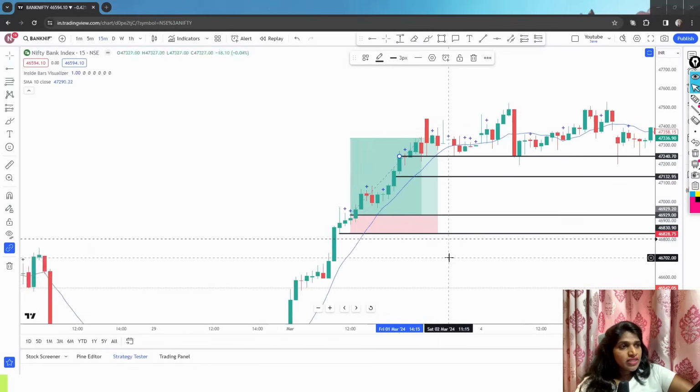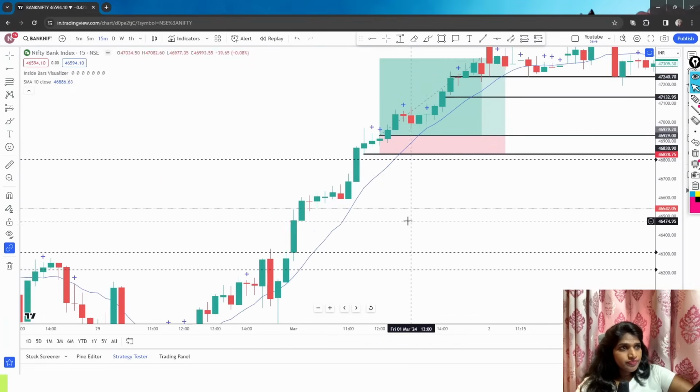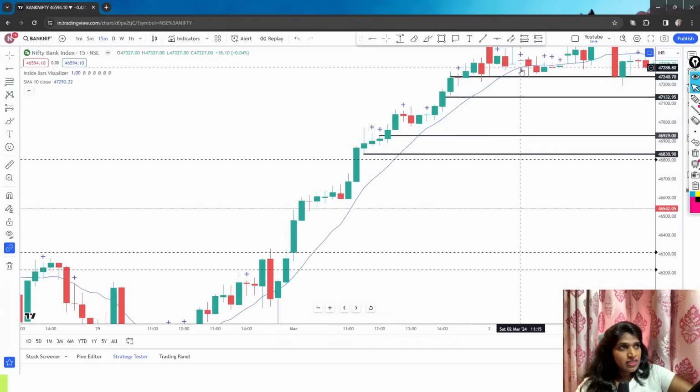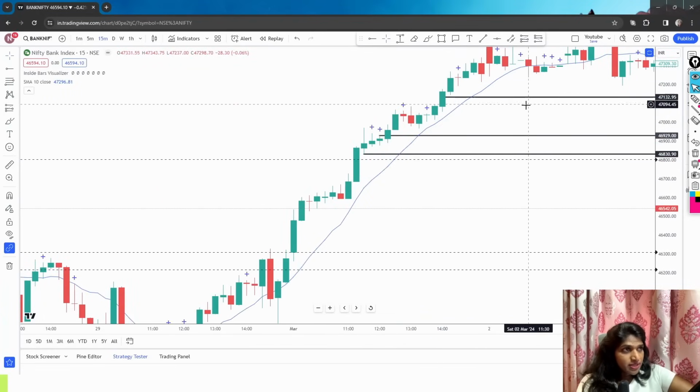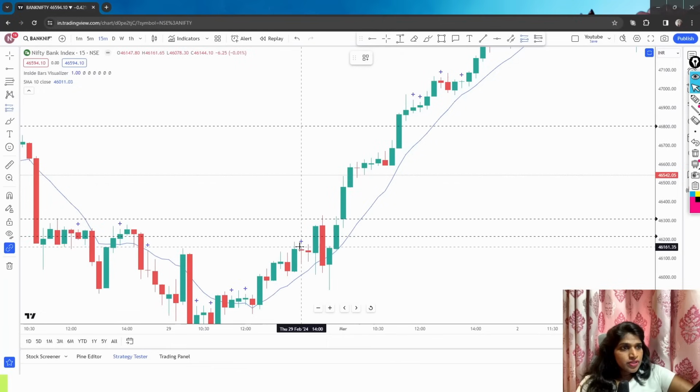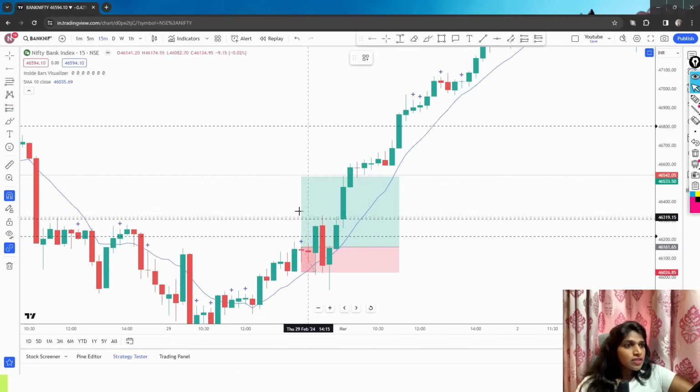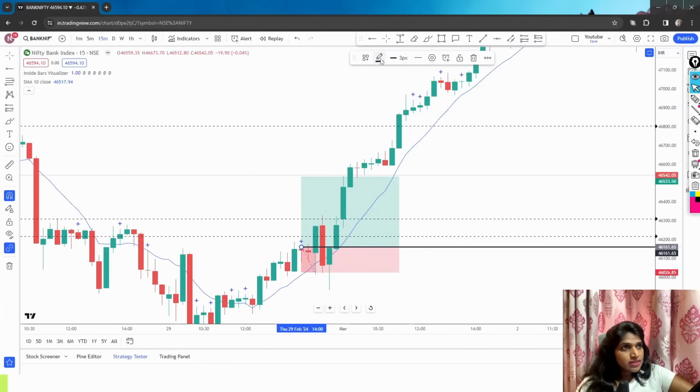Now similarly, if you start doing it from here, we can look at that as well. I'm just again showing the same example, how to trail a long position here, stop loss at this level. Let's enter into longs at this level.